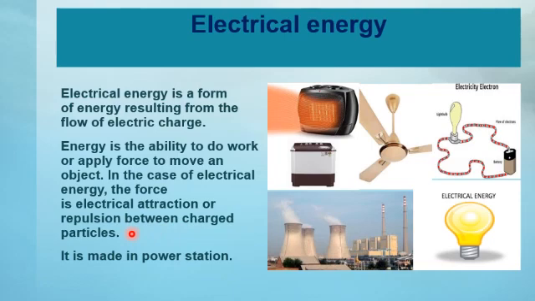What is electrical energy? Electrical energy is made in a power station. You can see here an image of a power station. Electrical energy can make things move. It is used to move a fan, light a bulb, and run a washing machine. All these things can be run with the help of electrical energy.